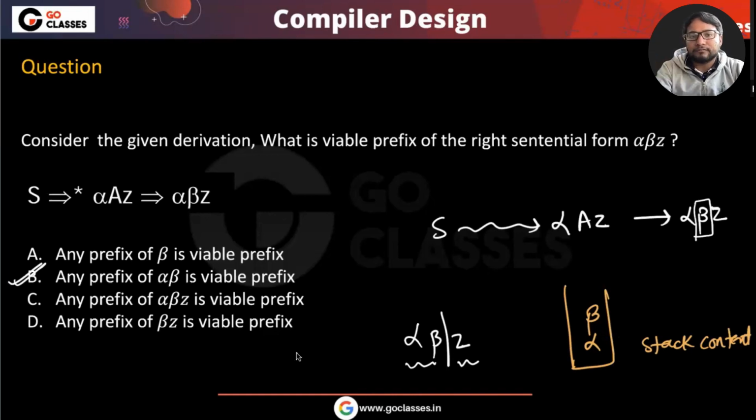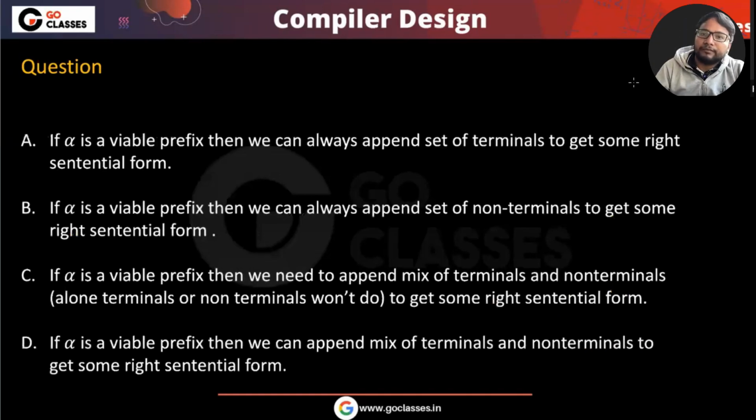Okay. Now let's just solve this. If alpha is a viable prefix, then we can always append a set of terminals to get some right sentential form. So tell me, is this correct? Tell me.